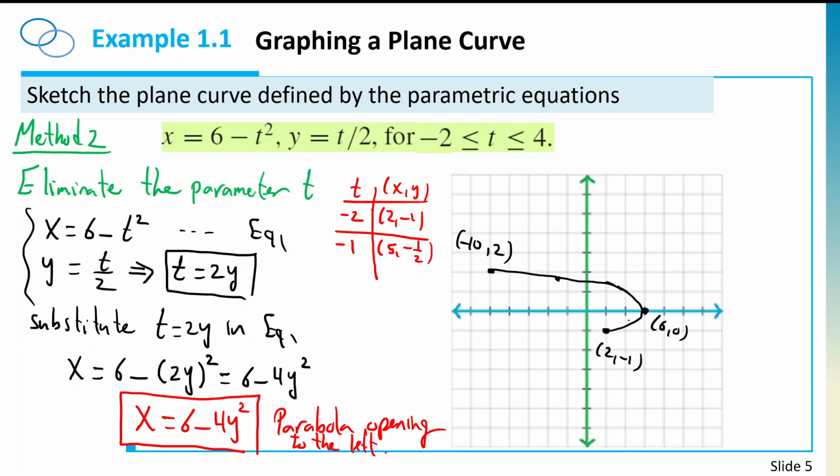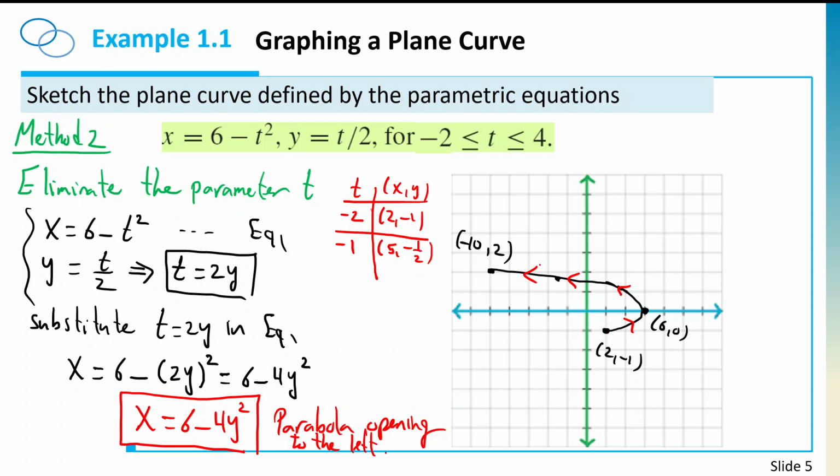Okay, so I know that the direction is this way. Okay, so the second method, just by eliminating the parameter t. Now I have the equation in terms of x and y only, which you should know how to graph. This is a parabola open to the left.